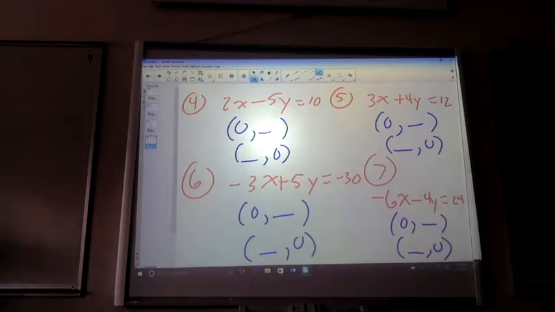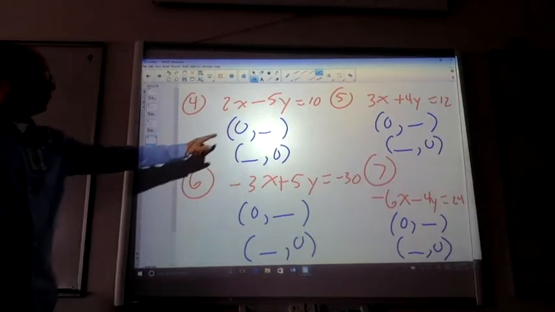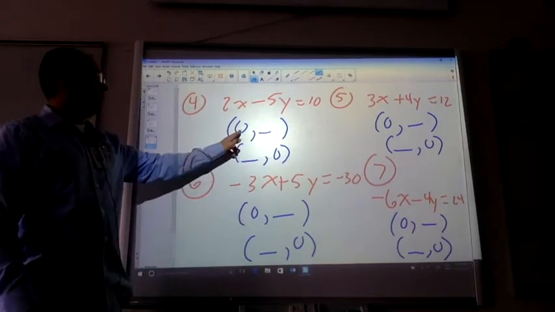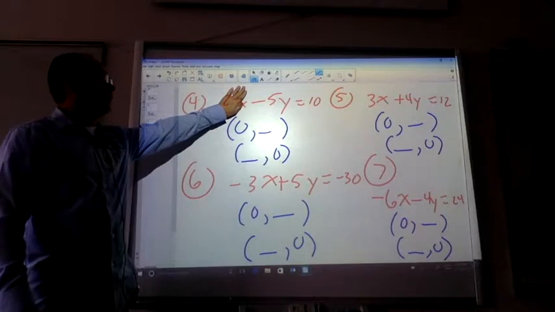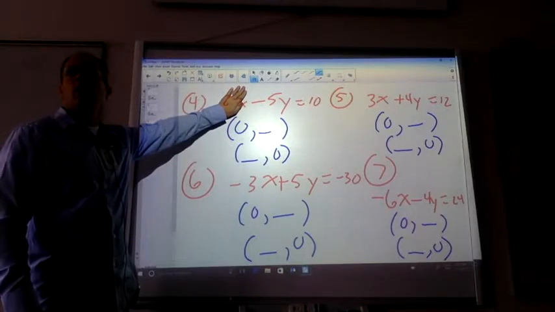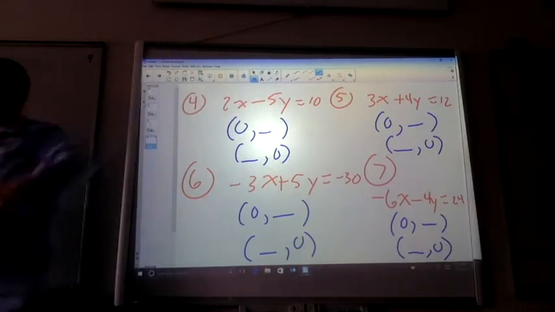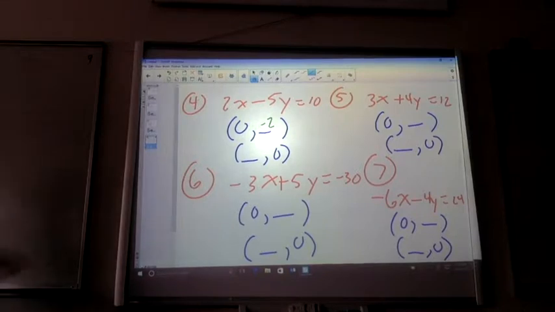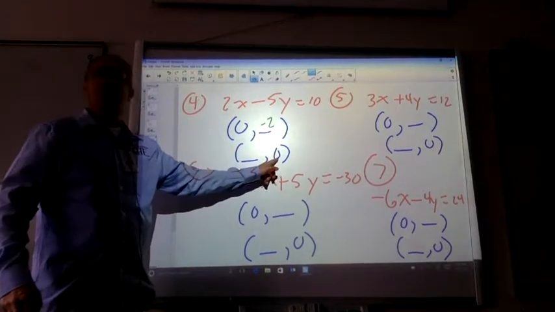Again, all of these can be done using the cover method. So this is an x, this is a y value. Agree? So if the x value is 0, it means I'm going to cover that up. So negative 5 times y is equal to 10. What does y have to equal? Negative 2. Right? Because negative 5 times negative 2 is positive 10. Okay? So again, this is an x value, this is the y value.